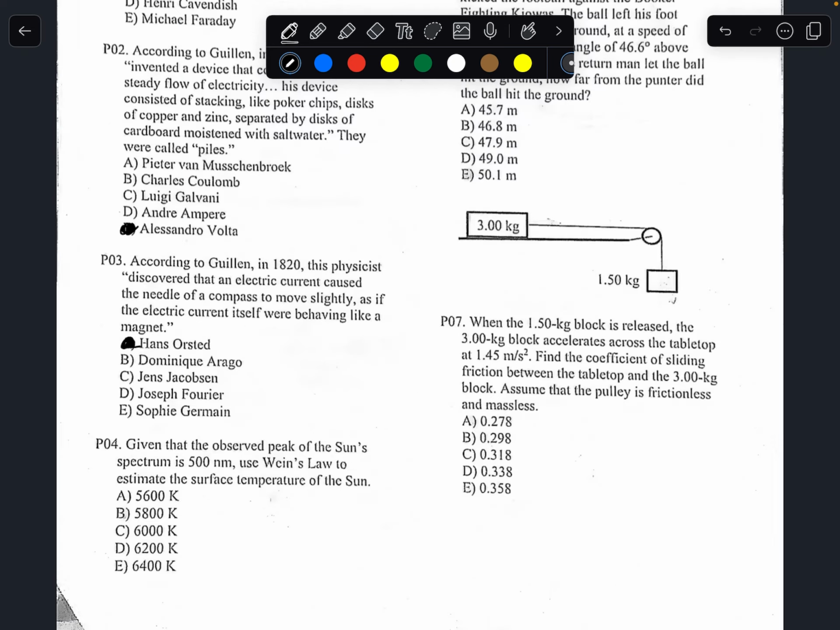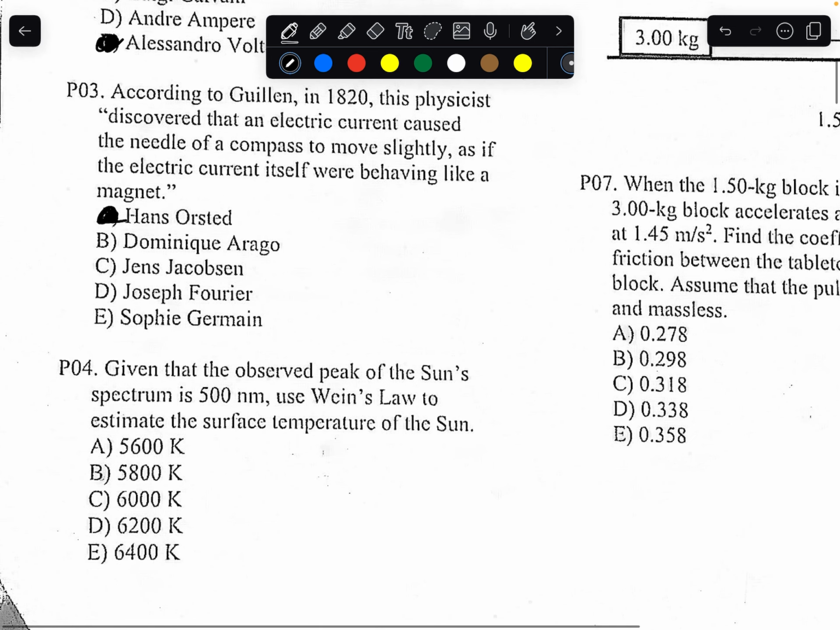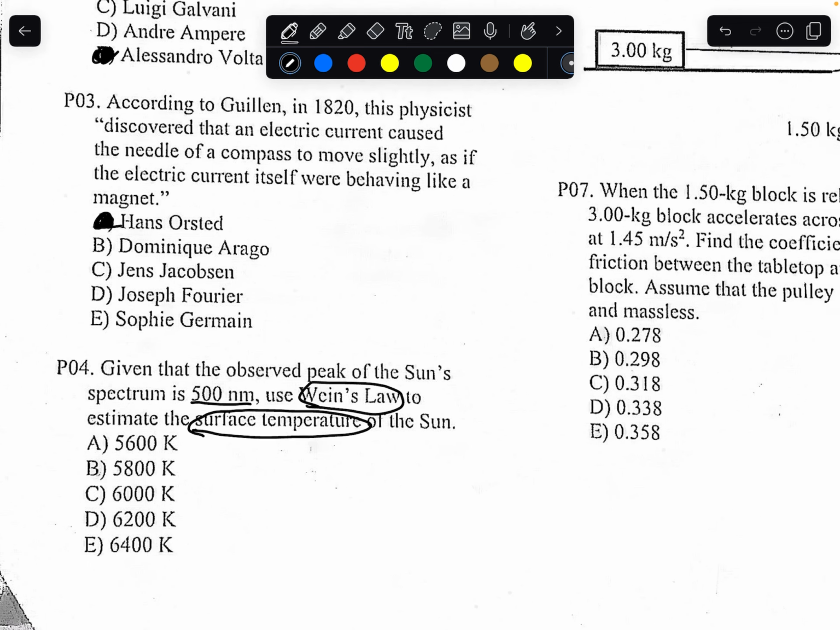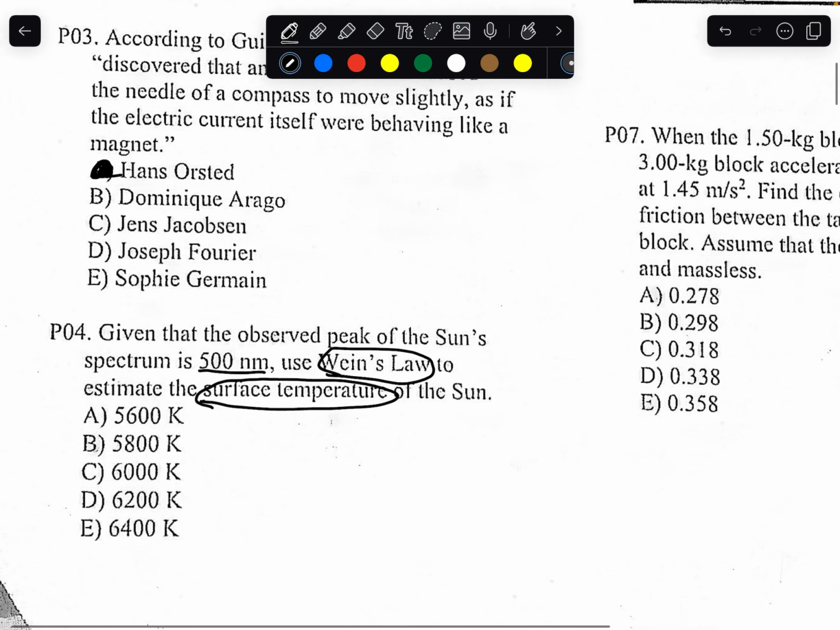Number 4. Given that the observed peak of the sun's spectrum is 500 nanometers, use Wien's law to estimate the surface temperature of the sun. So, the fourth question is always going to be an astronomy question, but this one, you're going to need a formula for, so it's not really memorizing a random fact.